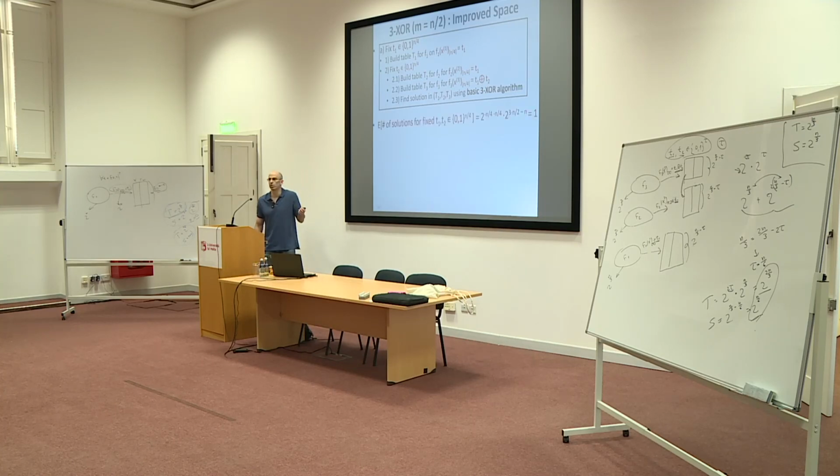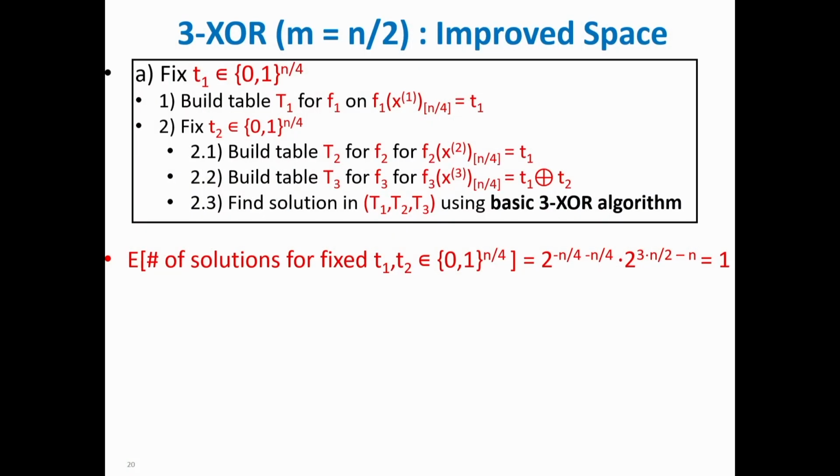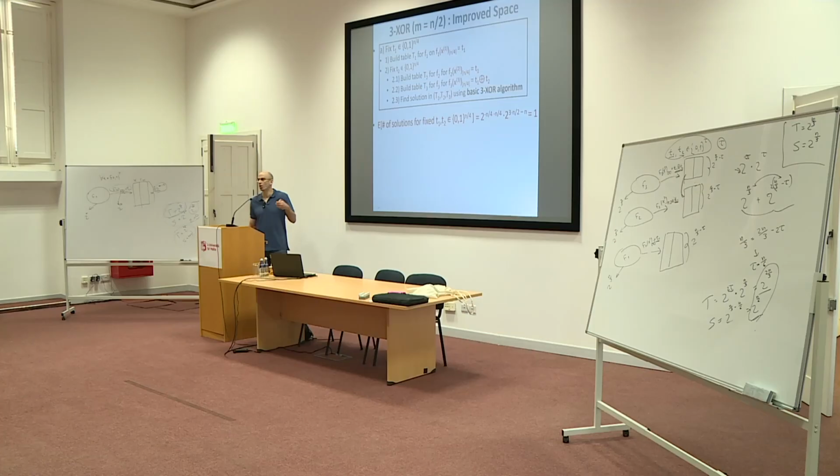The first thing that we should check, at least on average, is that we are expected to actually output the solution. And why is that? Once we fix T1 and T2, we fixed two strings. We restricted the solution space by 2 to the minus n over 4 times 2 to the minus n over 4, because these are the lengths of these prefixes. So we restricted the solution space by 2 to the n over 2. And we had 2 to the n over 2 solutions to begin with. So on average, we still remain with one solution. You still need to prove, using some standard techniques, that the solution exists with high probability. But just assume this.